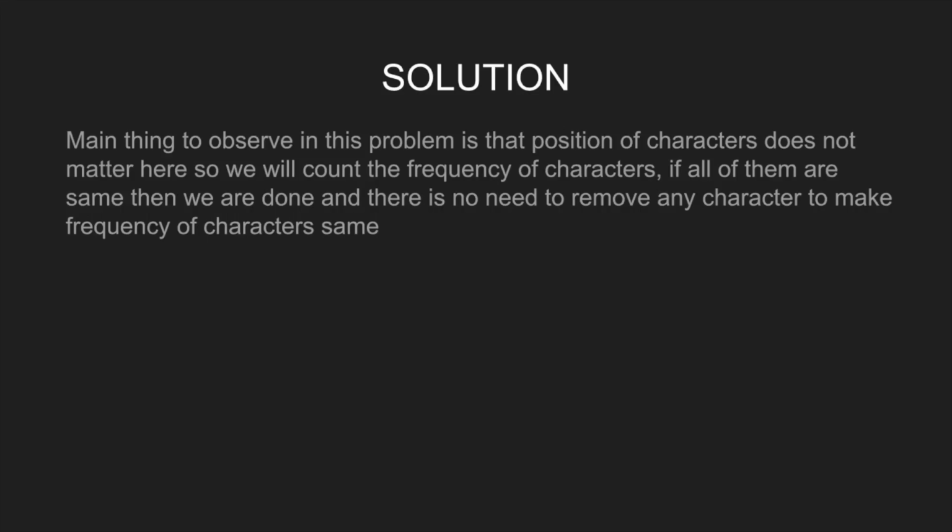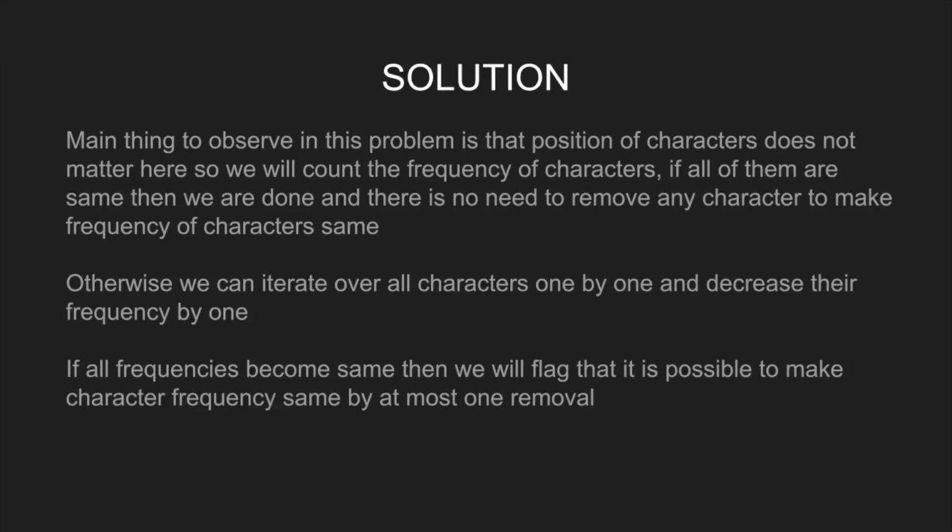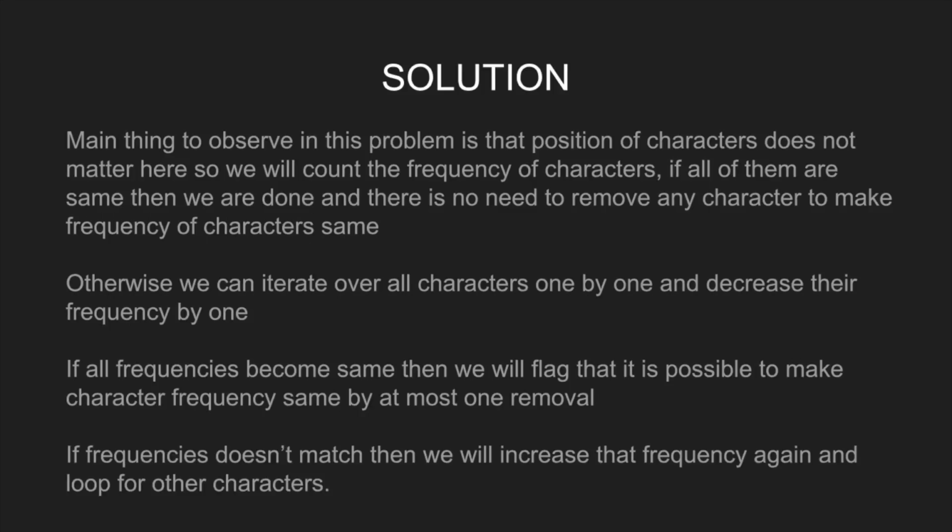Main thing to observe in this problem is that position of characters does not matter here, so we will count the frequency of characters. If all of them are same, then we are done, and there is no need to remove any character to make frequency of characters same. Otherwise, we can iterate over all the characters one by one and decrease their frequency by 1. If all the frequencies become same, then we will flag that it is possible to make the character frequency same by at most one removal. If frequencies don't match, then we will increase that frequency again and loop for other characters.